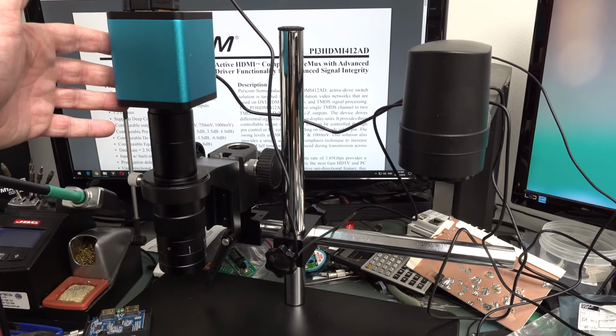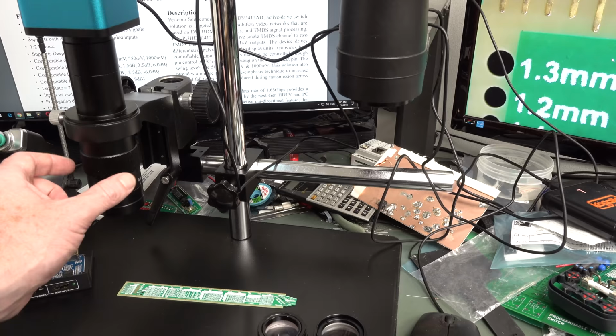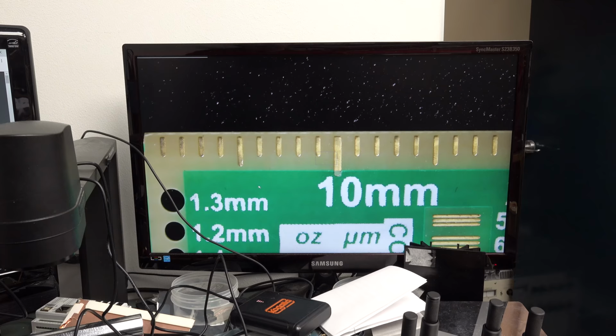So anyway, I said that one of the problems with this is the field of view. How much of the board that you're working on can you actually view at the widest angle for this lens at the 100 millimeters working distance, which is what you need to get the full zoom on this thing. And as you can see, it's about 19 millimeters across there. That's the absolute best you can do.